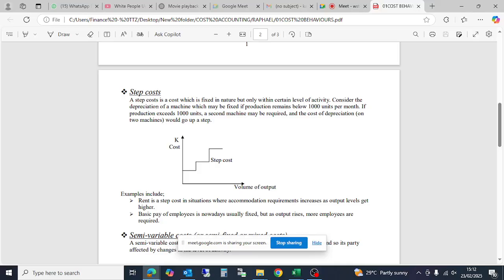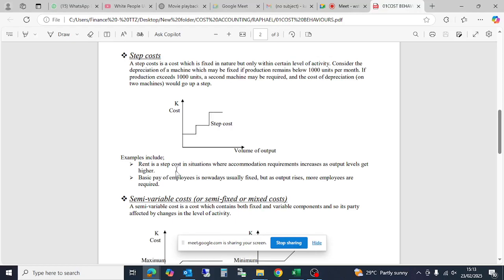Imagine, for instance in our example here, our factory can only accommodate 1,000 units. So every time we want to produce slightly more, we'll have to increase our rent. If we want to produce 2,000, we'll have to double our rent. If we want to produce 2,500, the rent will still be the same. So it's fixed. And then if we want to produce 3,500, we'll have to double our rent again. So basically, it's more like a step. You get it?